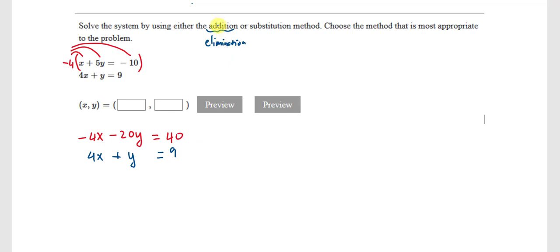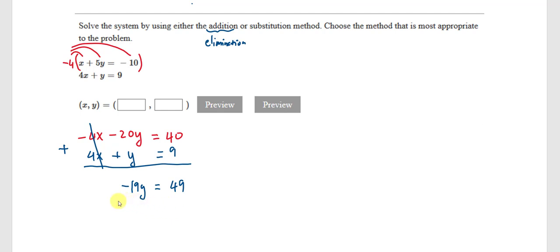And now we use addition. That means we add them together, another word for the elimination method. You can see here minus 4x and plus 4x have opposite signs and the same amount of 4, so you take away the x term. Minus 20y plus 1y is minus 19y. 40 plus 9 is 49.